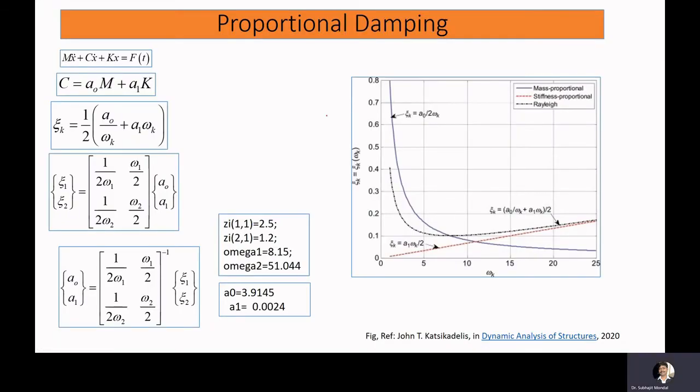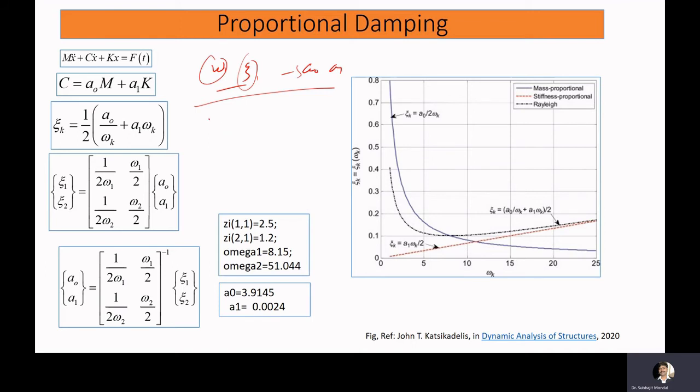Now the problem will arise if you have experimental data. If you have all the experimental data, if you have omega and xi, you can easily identify A0 and A1. Now, if you do not have experimental data, if you do not have frequencies and modal damping factor, then what to do? In such a case, you can perform finite element analysis.